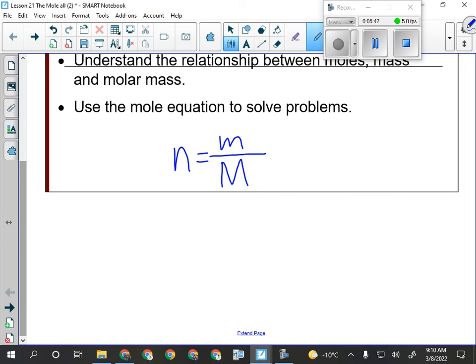Okay, so n is the number of moles. Okay, and remember, a mole is like a dozen. So if I told you I had 4 dozen donuts, you know I have how many? Don't say 4 dozen.